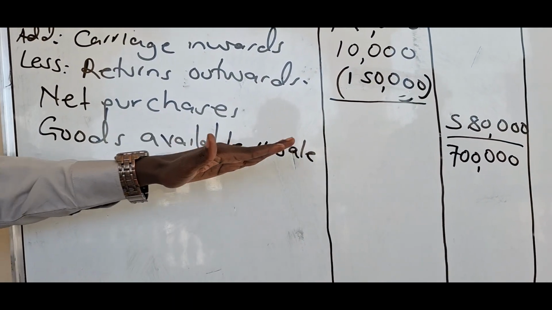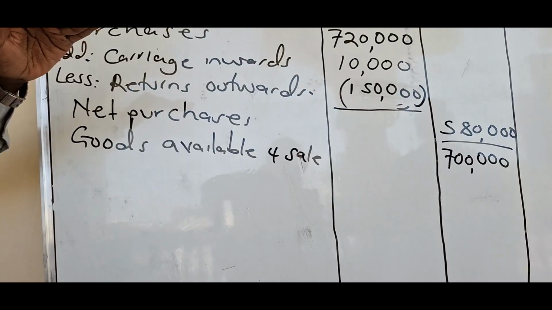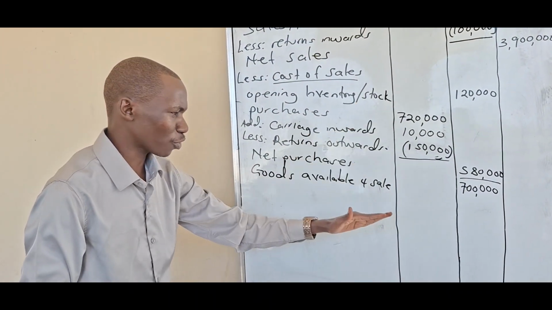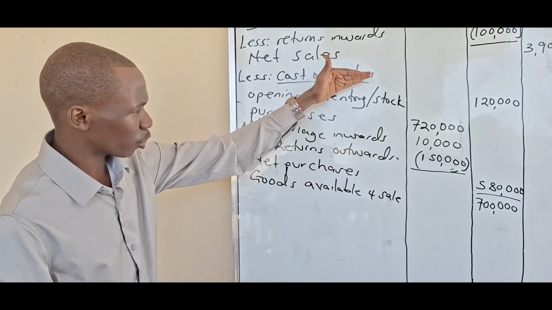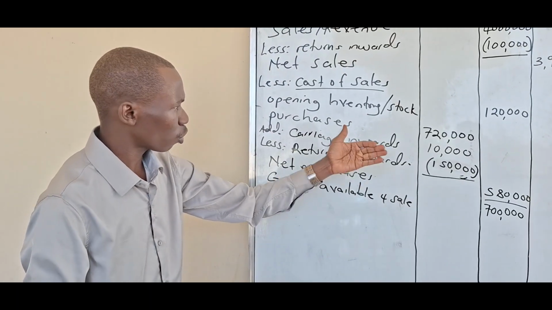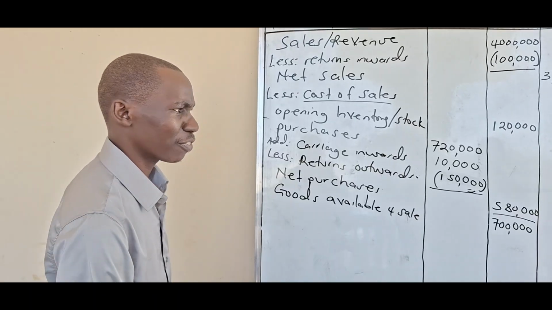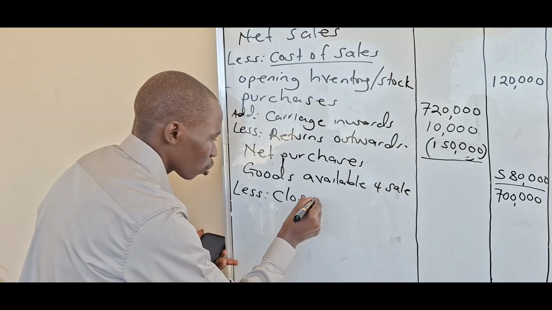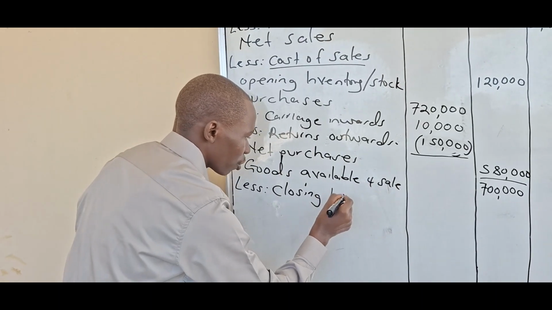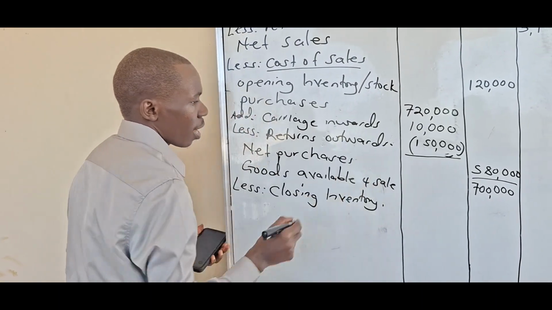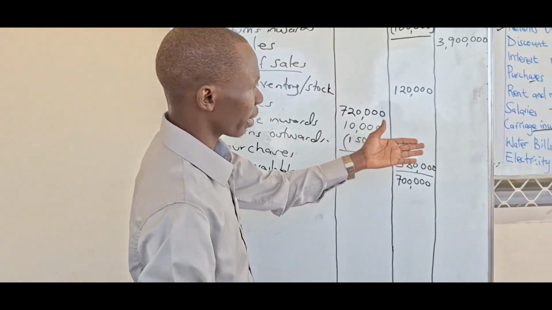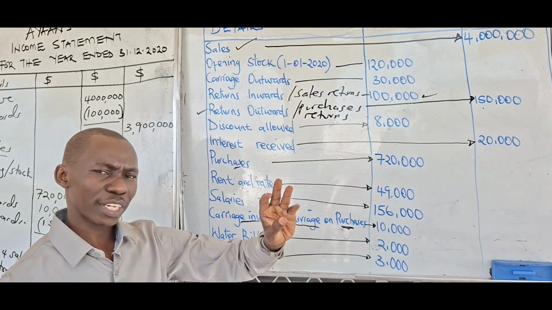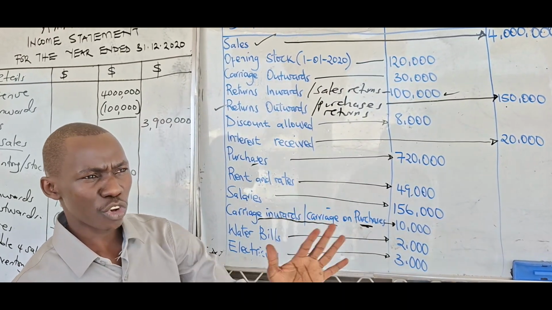The moment we have goods available for sale, and don't forget our target was to get gross profit. To get gross profit, it is net sales minus cost of sales, but we didn't have cost of sales. That's why I had to take you through this working to determine cost of sales. So the moment you have goods available for sale, it's very easy. You just come here and subtract closing inventory, stock at the end of the year. How much is it? We can check here. I told you there are two stocks or inventories: inventory at the beginning of the year and inventory at the end of the year.